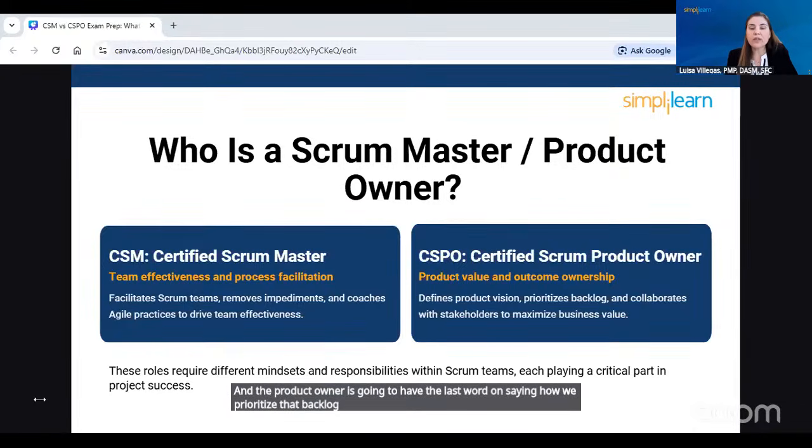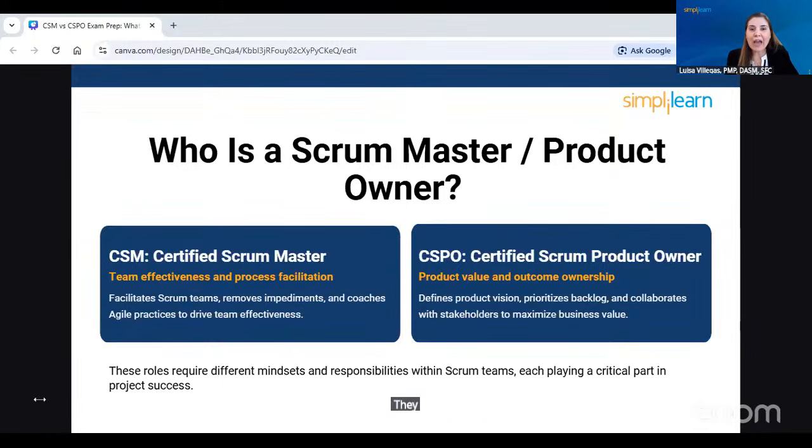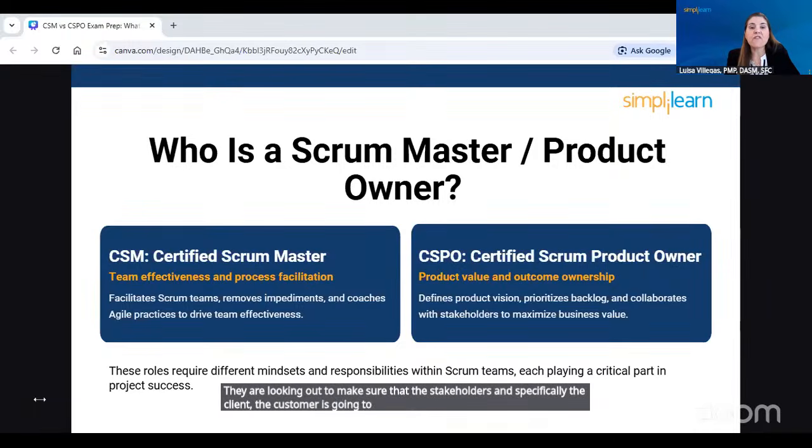What is the work that we're going to tackle first in order to maximize business value? These three words are key. They are looking out to make sure that the stakeholders, and specifically the client, the customer, is going to derive value from the work that my team is doing. So one, the Scrum Master is focused on process, the product owner is focused on product. They bring value in different approaches of the Scrum methodology.